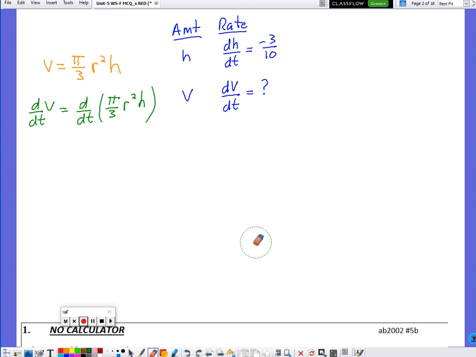Pi over 3 is a constant, so I can write dV/dt equals pi over 3. Now I must use the product rule. So I take the second, h, multiplied by the derivative of the first. Make sure you write dt. If you write dx, you lose points. If you write dr, you lose points. It's dt. Then r squared dh/dt.